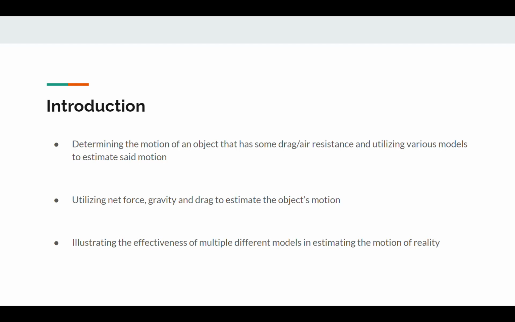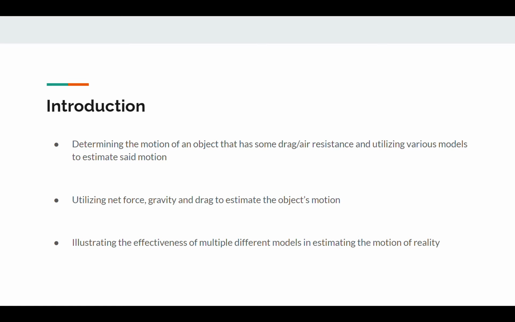So the whole purpose of this lab is to determine the motion of some object that has drag or air resistance, and utilizing various models to estimate that motion. These models will be utilizing gravity and drag and the net force of those two in order to estimate the object's motion. So obviously when any object falls, it has the force of gravity acting on it. And our most basic model will utilize that force of gravity to predict the updates in velocity and thus the updates in position to model the position of the object.